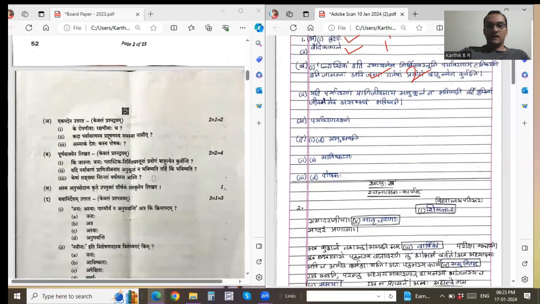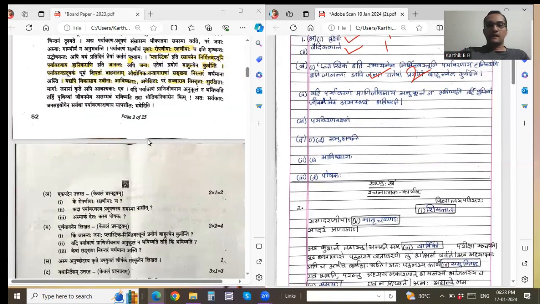The next question: yadi paryavaranam prani jivanaya anukulam na bhavishyati tarhi kim bhavishyati. The answer written by the student is: yadi paryavaranam prani jivanaya anukulam na bhavishyati tarhi prithvyam jivanameva asambhavam bhavishyati. Till here it is enough; it is not necessary to write the remaining part of the sentence. So the student has written correctly. The answer is perfect, so we can give 2 marks.